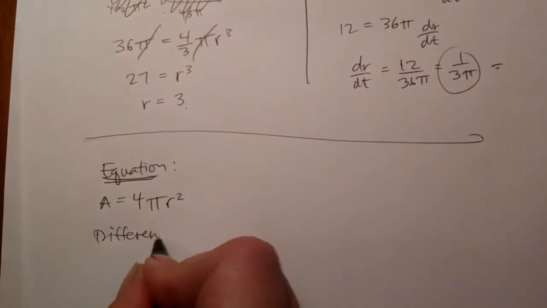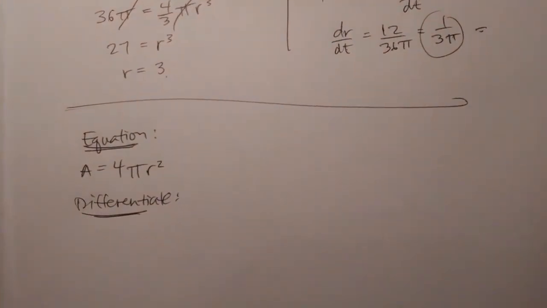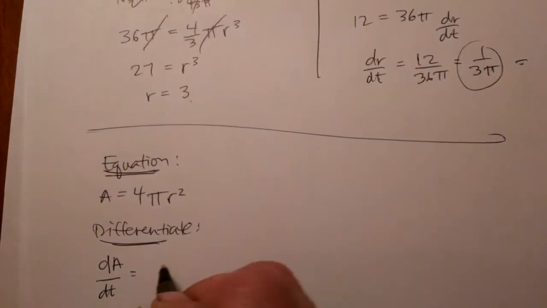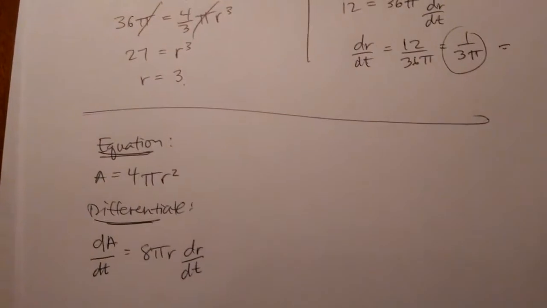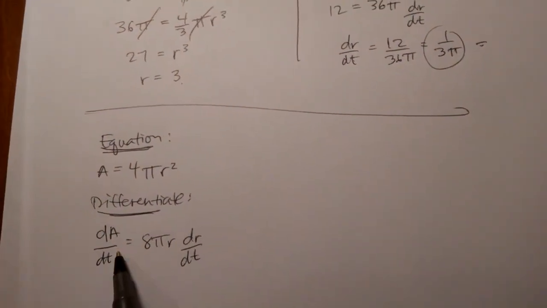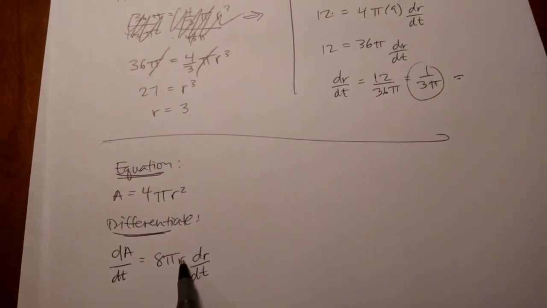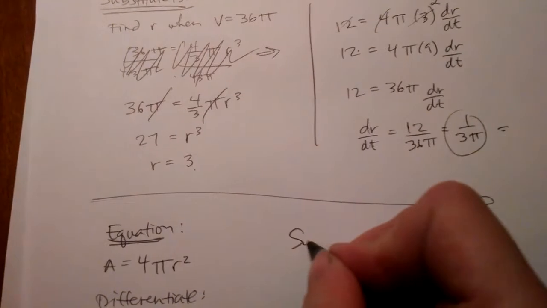We're following our same steps. This is kind of a second part here. We're going to differentiate both sides. We get dA over dt equals 8 pi r dr over dt. We're making headway here. This is what we're looking for, if you remember, all the way back up here. And we know the radius, and we know dr over dt. So we're actually good to go. We're going to go over here and substitute.